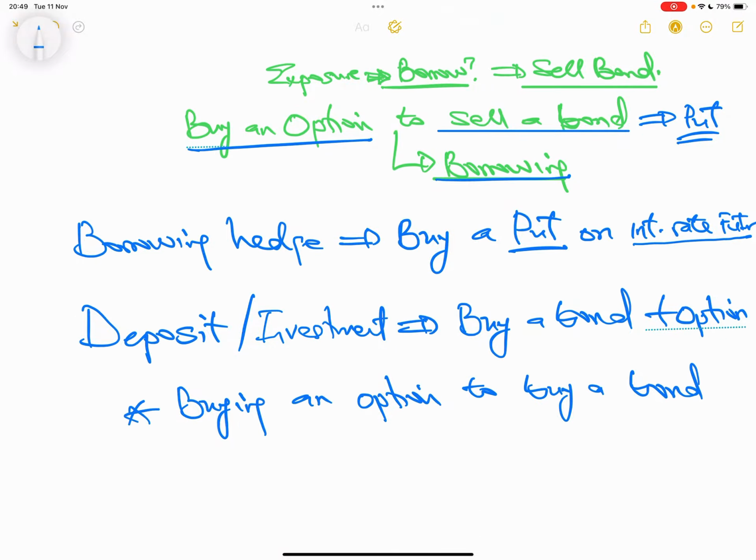And in that case, the option to buy is a call. So which means if it's a deposit, you are using a call. So that is how you will know when to use call or to use put. And if you notice, it's directly opposite to FRA.